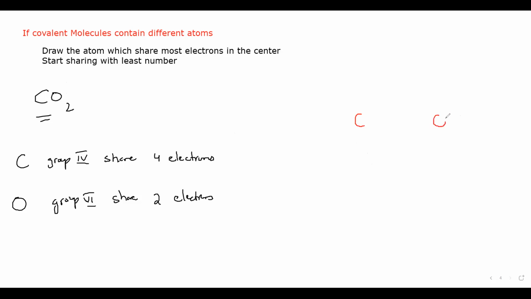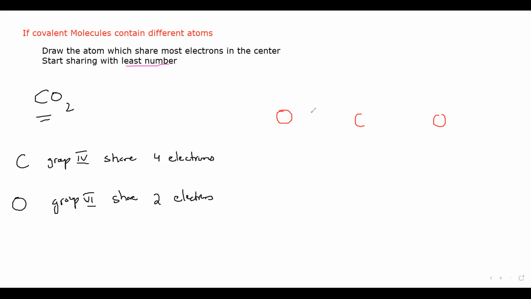So the carbon should be there in the center and the oxygen atoms are around it. Now, the second part: we will start sharing with the least number. Which is sharing the least? Oxygen is sharing the least. So we'll start with oxygen.